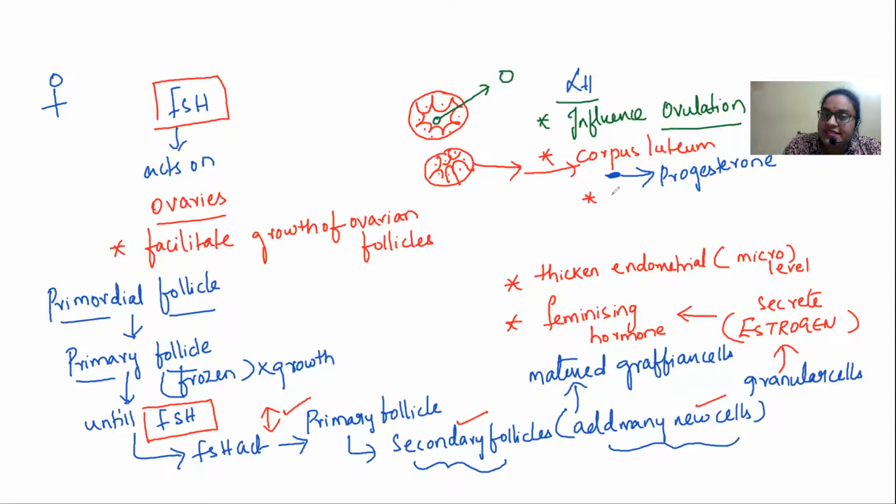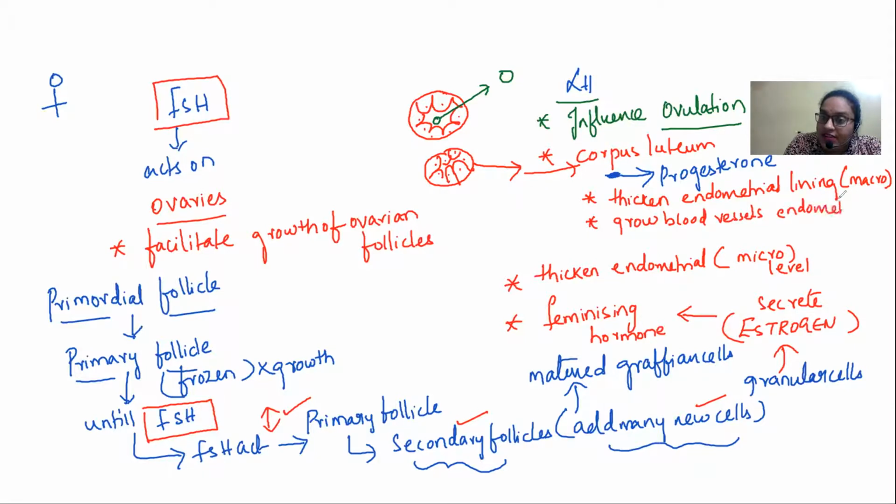First, it is going to thicken your endometrial lining in a huge way, in a macro way. More thickening is going to happen under the influence of progesterone. Along with that, it is going to grow the blood vessels in the thickened endometrial lining.